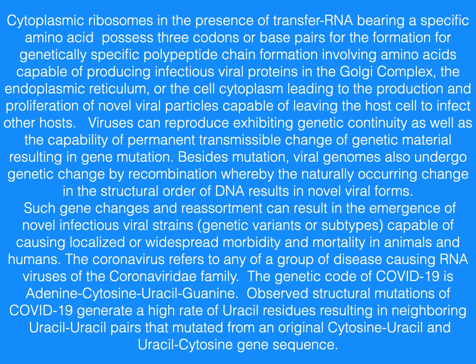The coronavirus refers to any of a group of disease-causing RNA viruses of the Coronaviridae family. The genetic code of COVID-19 is adenine, cytosine, uracil, guanine. Observed structural mutations of COVID-19 generate a high rate of uracil residues, resulting in neighboring uracil-uracil pairs that mutated from an original cytosine-uracil and uracil-cytosine gene sequence.